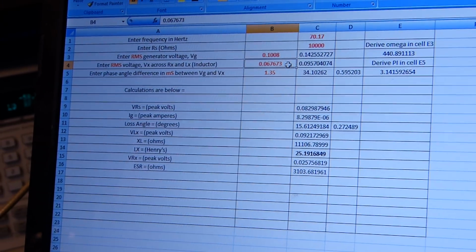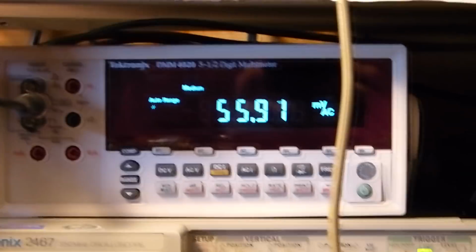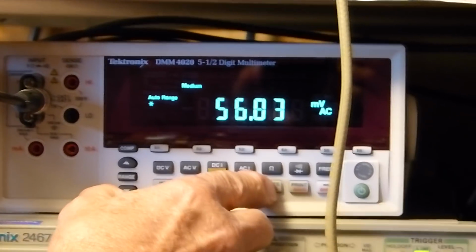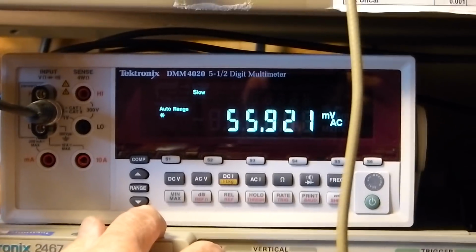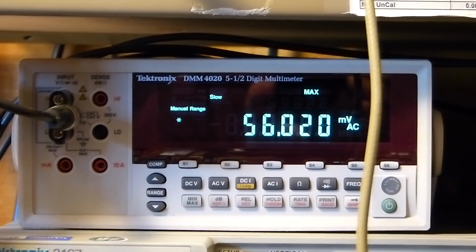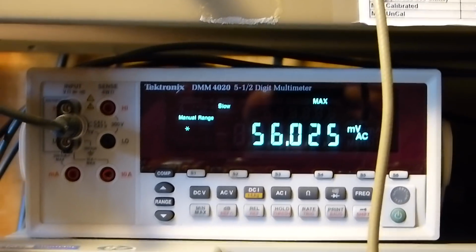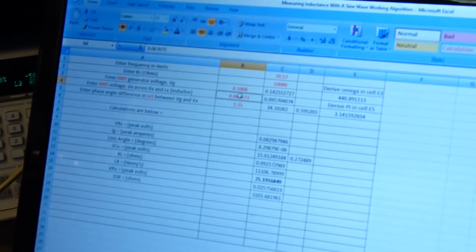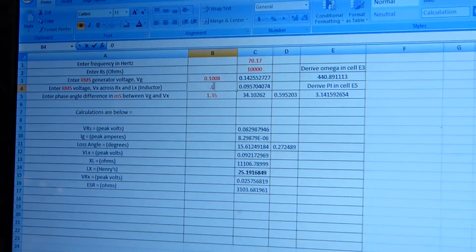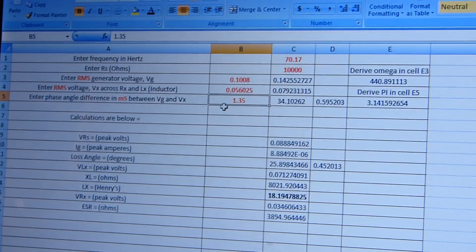Okay, now we've got to measure the voltage across it. And the way I use this meter is I put it back in and let it run for a second. It doesn't have to run very long, of course. And then I can change the rate here to medium or fast or slow. It doesn't really matter. And then I just freeze it in max. And then it settles down and we can read it, because we can't read it with those little numbers rolling like crazy. Okay, that's 56.025 millivolts. That's 0.056025. Enter. We're getting close.